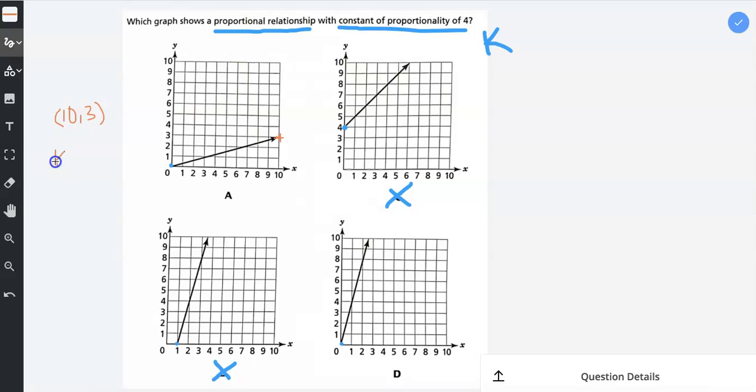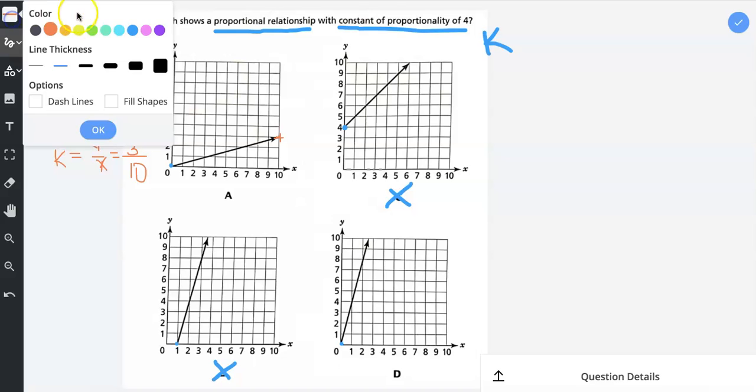So I fill in K equals y over x with this point. So this is x, this is y. So when I fill it in, the y is the 3, and the x is the 10, so 3/10. So it looks like it's not A, but let's just check D to be sure.